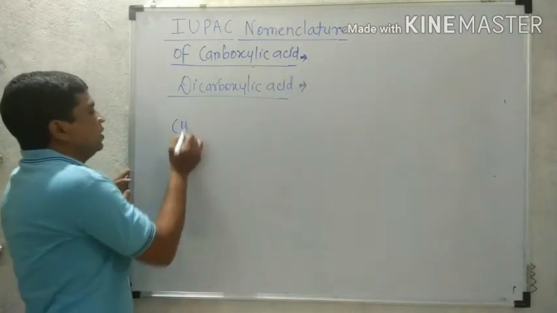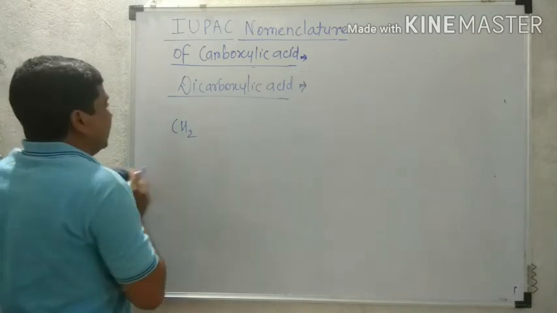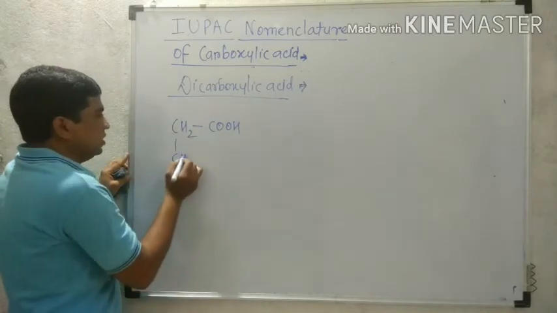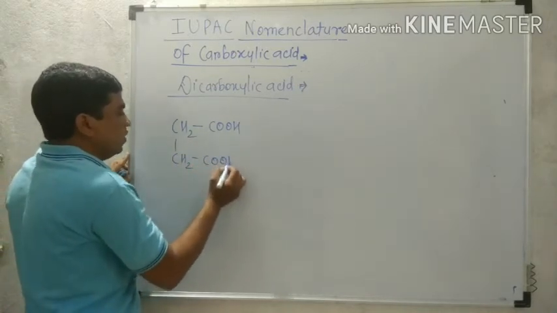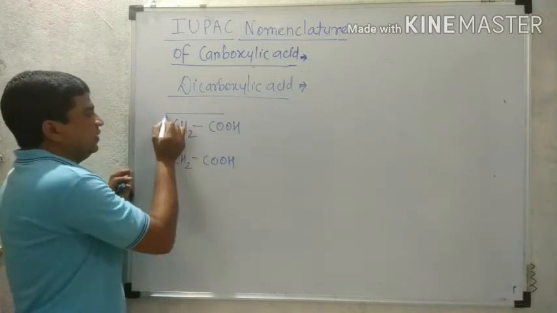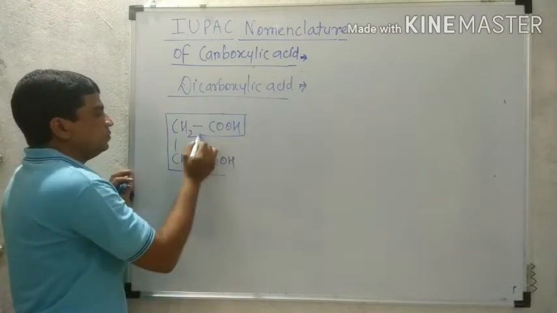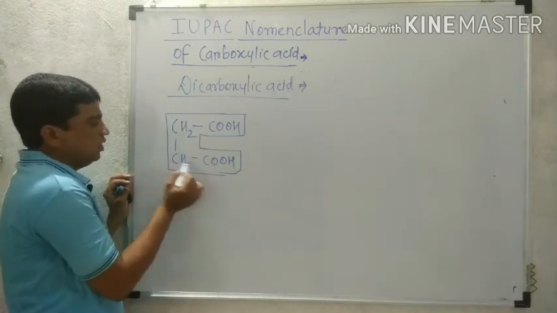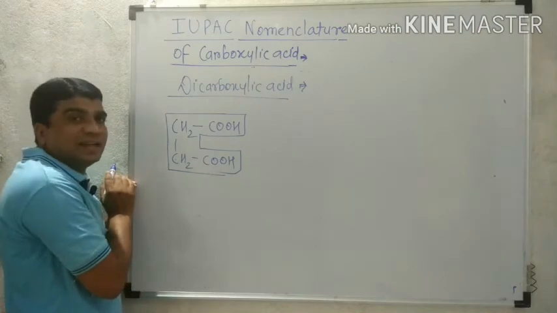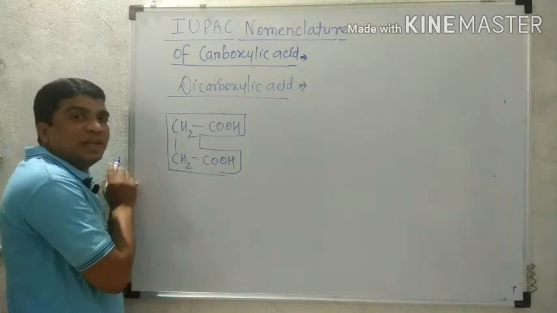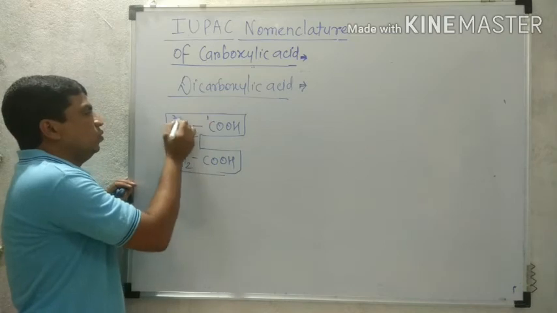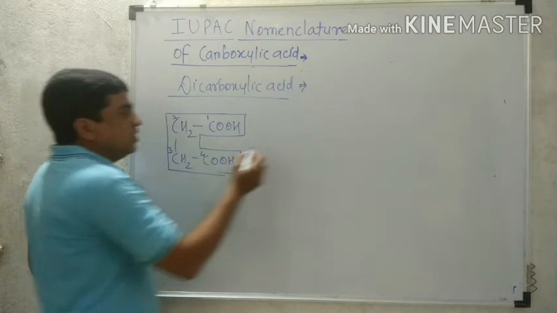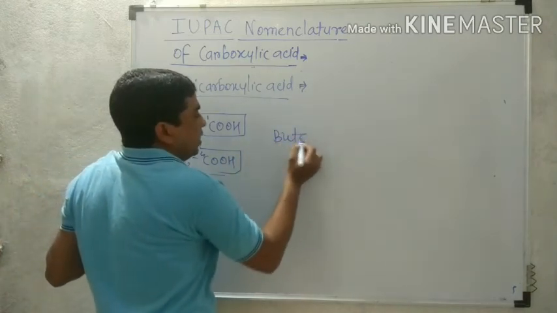For example, if the structure is like that, CH2COOH, CH2COOH. What for this structure? This is the carbon chain, including how many carbons? 1, 2, 3, 4. Four carbons. Numbering from either end, 1, 2, 3, 4. So total carbon is 4. It means it is a derivative of butane.